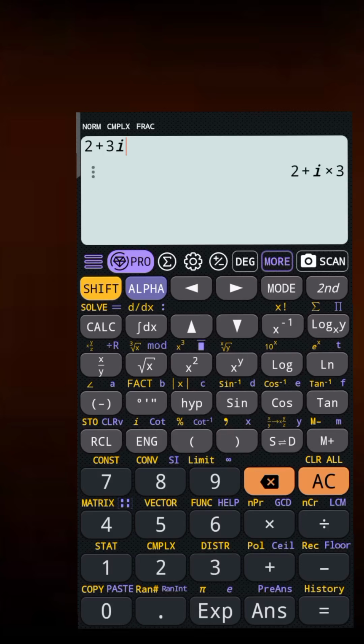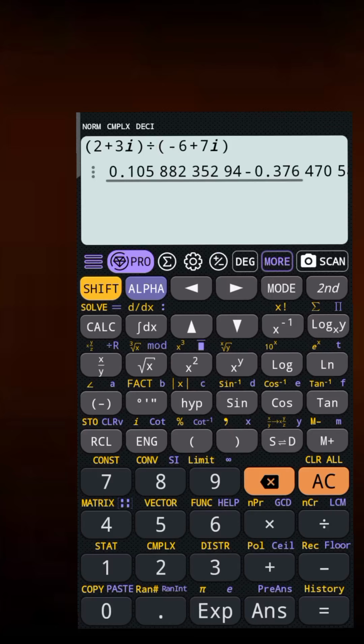Now, let's say I want to multiply this 2 plus 3i times minus 6 plus 7i. See what it gives me. It gives me minus 33 minus 4i, so easily. If I want to add them, remove the times, put a plus, I'll get minus 4 plus 10i, exactly. It's very easy. Now, if you want to divide, you can do this as well.